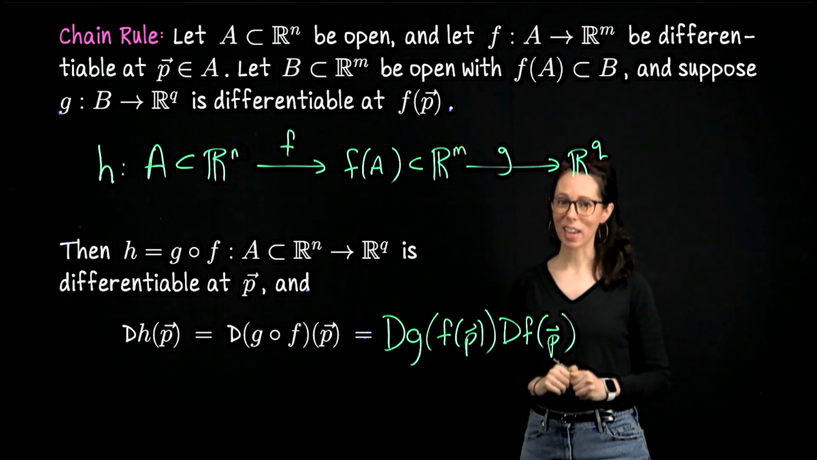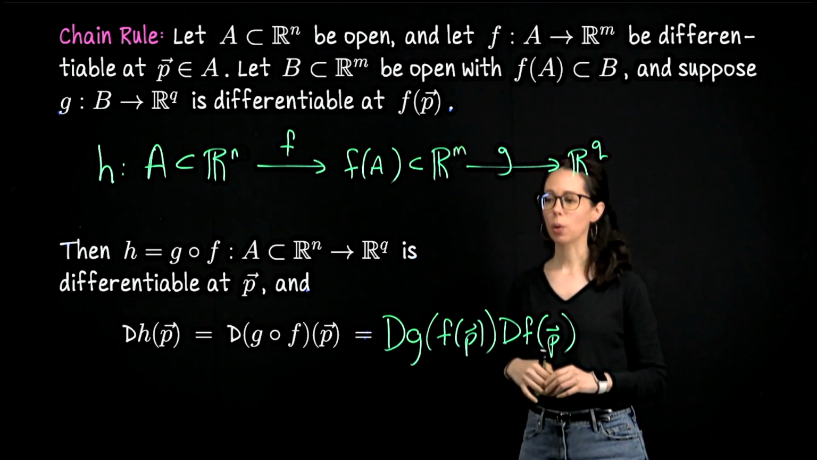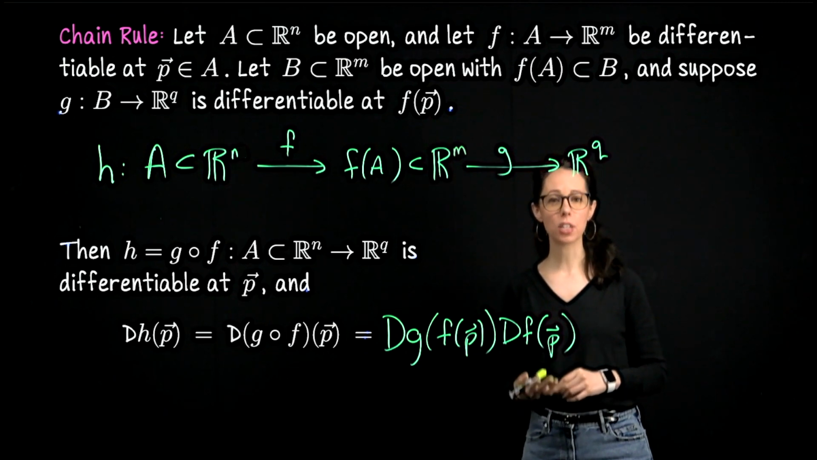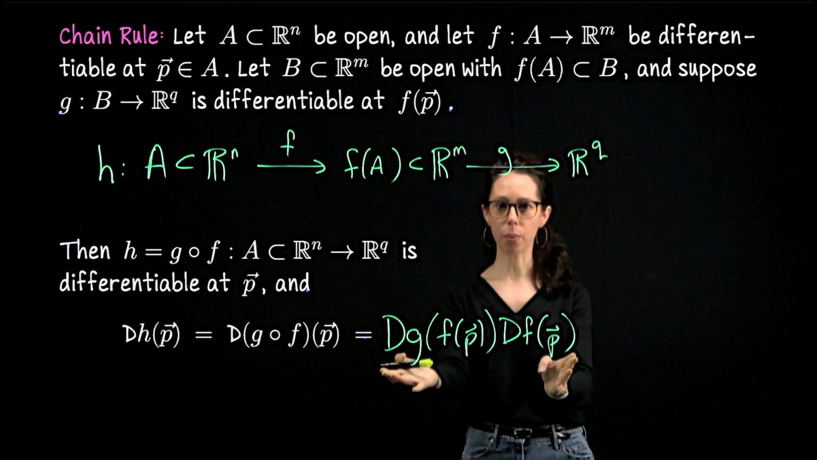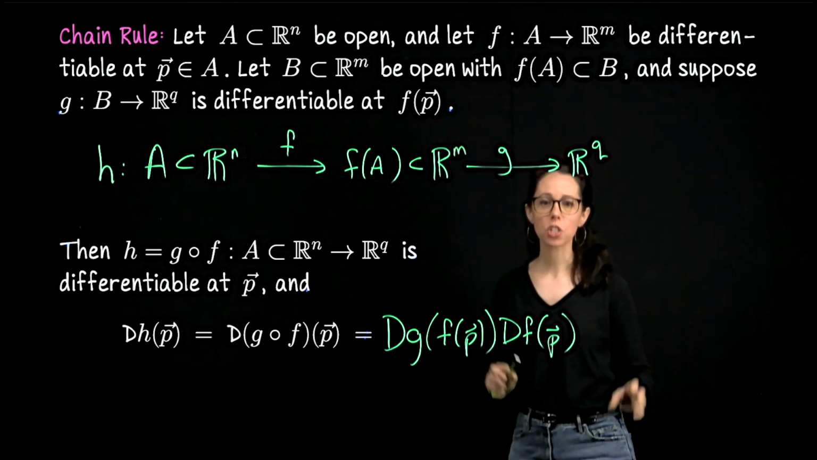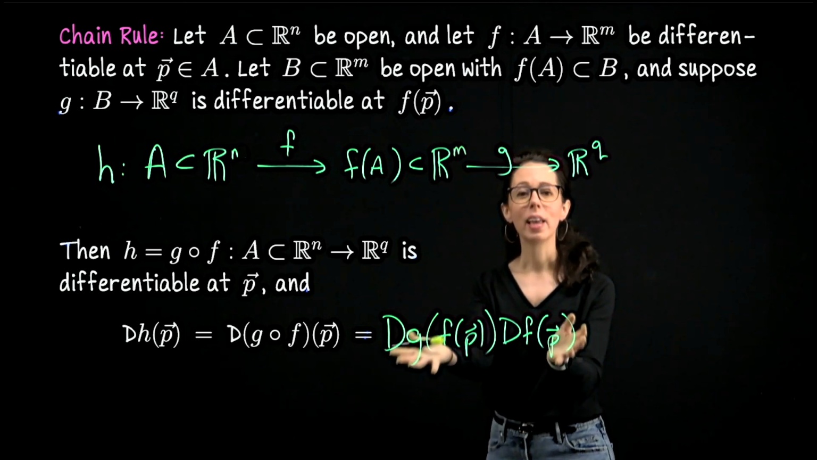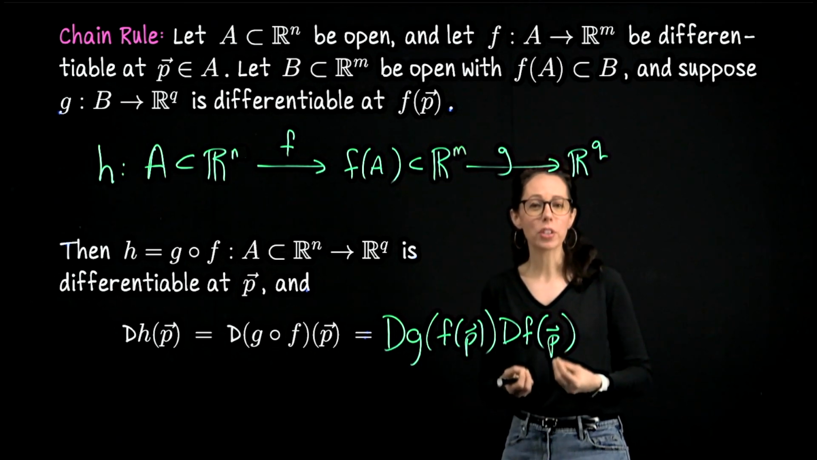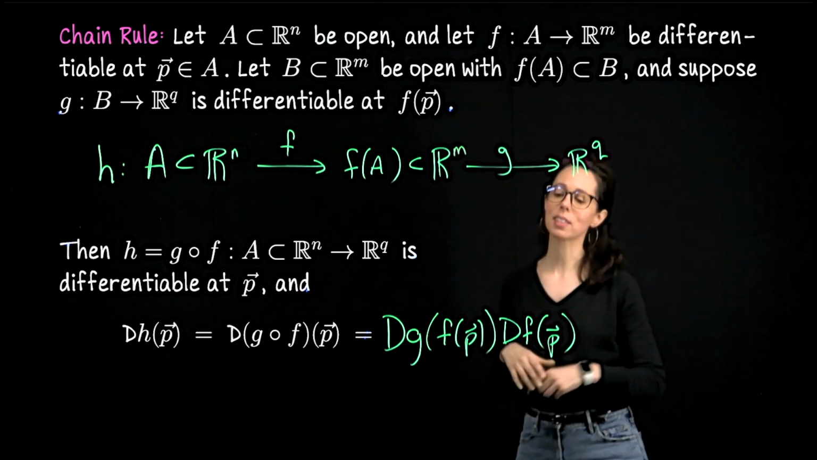Think about what this is saying. It's saying that the linear transformation that we want to associate to the composition is the composition of the individual linear transformations. So the Jacobian of a composition is the composition of Jacobians. What do I mean by composition here? It's a matrix product. A matrix product is representing a composition of linear transformations, and that's what we have here.